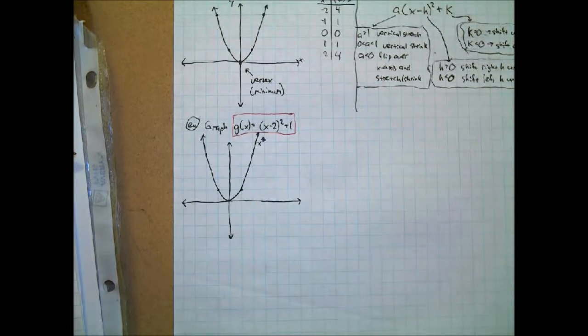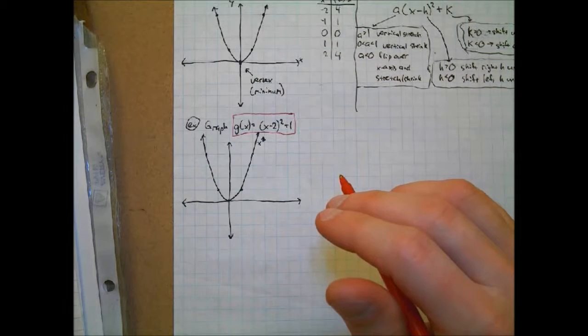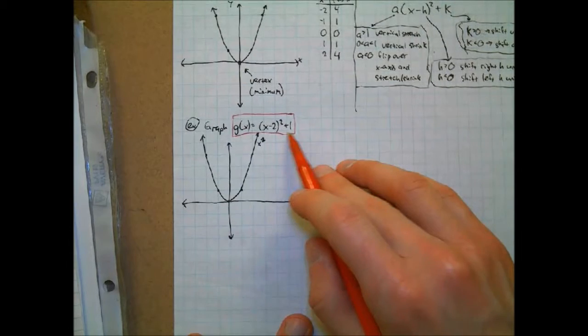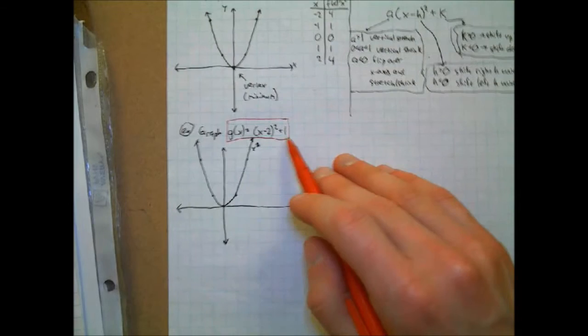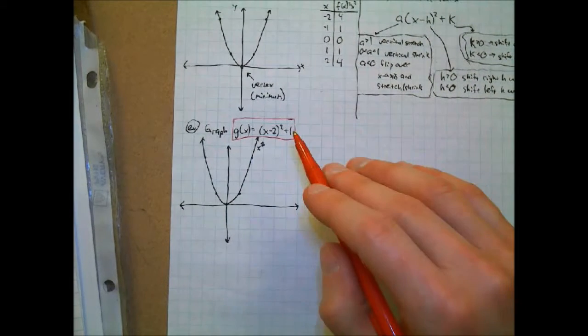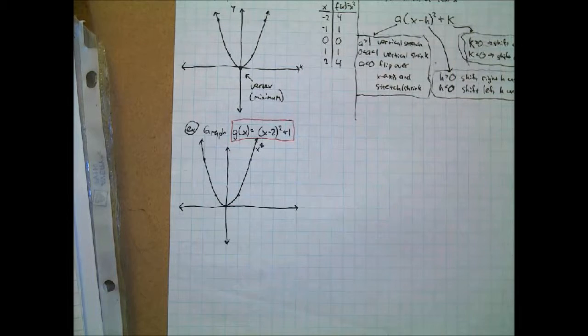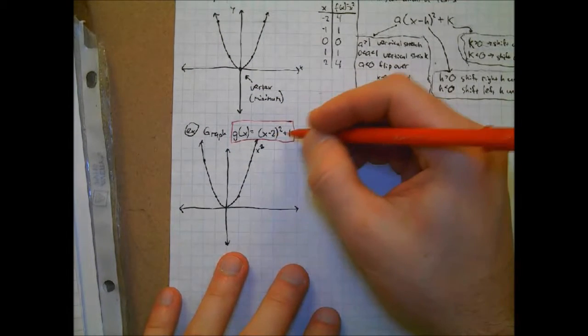Up one and? Yeah, this is the tricky one, right? So the plus one, it's intuitively what you would think should happen, right? So plus one, up one. But the minus two, it's the opposite of what you'd expect, right? So minus two, you think, oh, we should go left two, but actually it's right two. We want to go right two, okay? So right two, up one.